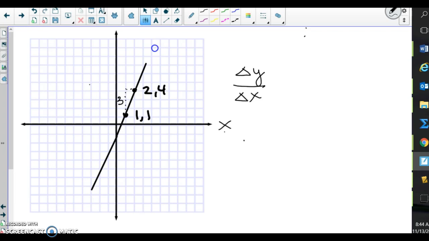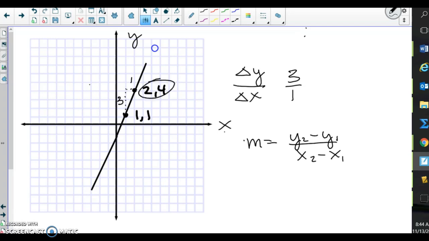So let's take a look at that. Rise 3, run 1. In the case where we get some more complicated values, we would like to remember this definition of slope, and that's the change in the y values, y2 minus y1 over x2 minus x1. And we can quickly and simply put in the values of these ordered pairs.